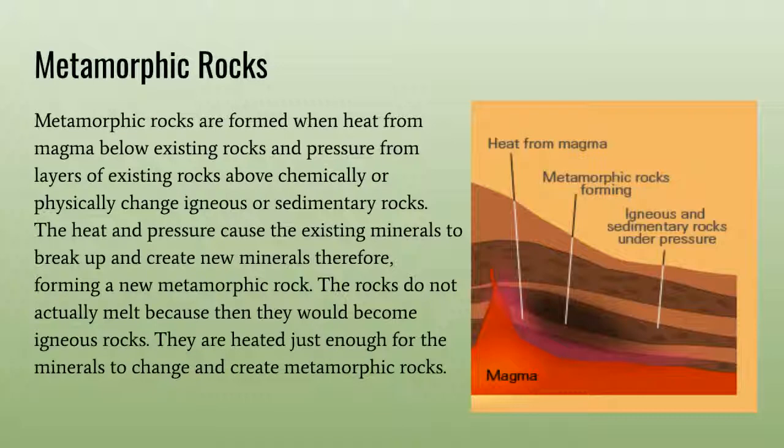So the last rock is a metamorphic rock, and metamorphic rocks are formed when heat from magma below existing rocks and pressure from layers of existing rocks above chemically or physically change igneous or sedimentary rocks. So in the picture to the right, you can see magma below, and then you see the layers of the existing rocks above. They create heat and pressure, which cause the existing minerals to break up and create new minerals, therefore forming a new metamorphic rock.